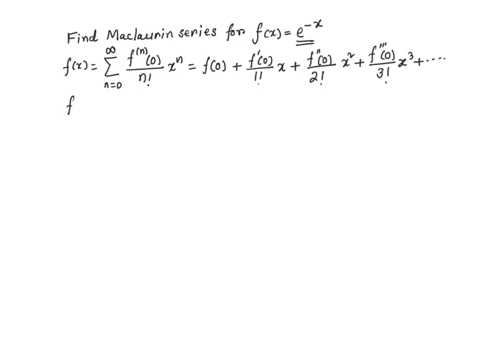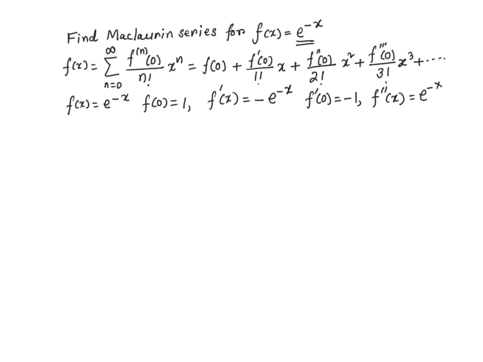My f of x is equal to e to the power negative x. That tells me that f of 0, or f evaluated at x equals 0, is going to be just 1. Then f prime of x is nothing but negative e to the power negative x, and if you evaluate it at 0, f prime of 0 is going to be negative 1. Similarly, f double prime of x is going to be positive e to the power negative x, and then f double prime of 0 is going to be positive 1.